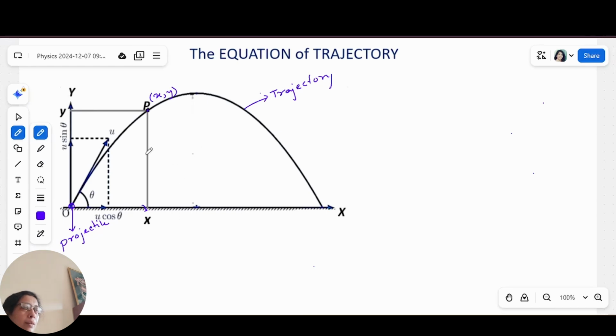Now we know that horizontal velocity remains constant throughout, so we can use u cos theta into the time in which the particle reaches this point P. I am taking the time small t. So u cos theta into small t will give you the value x, or t is equal to x by u cos theta.